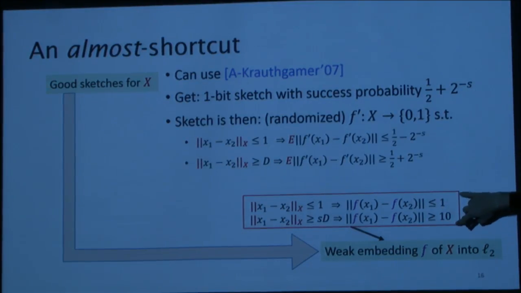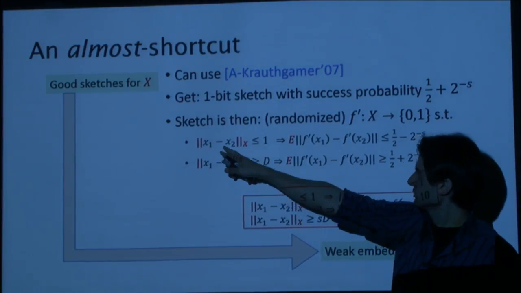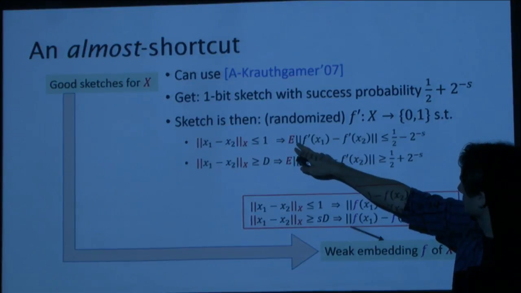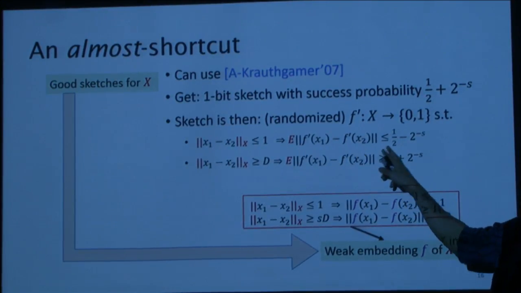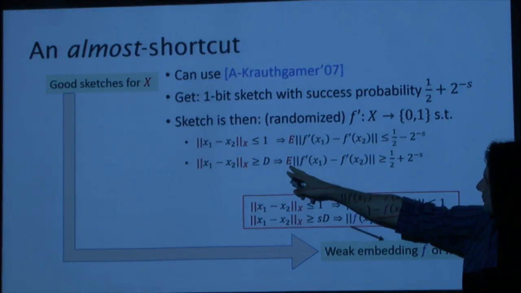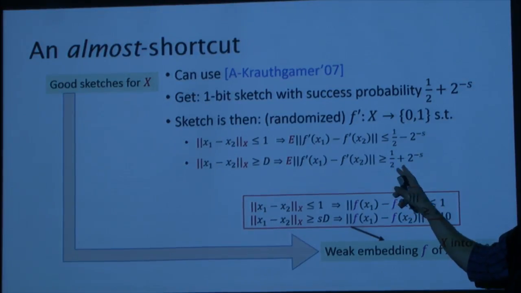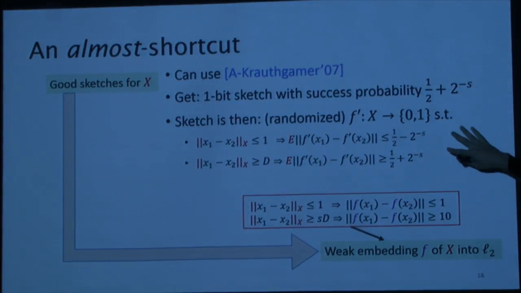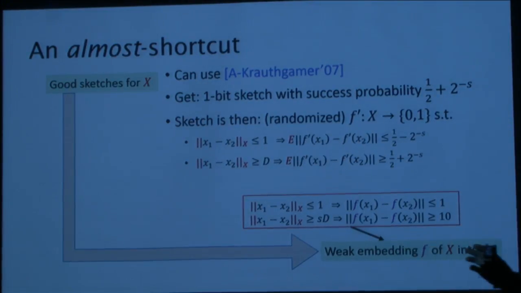And we can just use this directly to obtain this kind of embedding. In particular, the sketch is a randomized function. So in the sketching terminology, it's a randomized function F prime that depends on public randomness and maps the norm into 0, 1, such that if the distance of x1 and x2 is small, then the expected L1 or L2 distance between these is small, less than half minus 2 to the minus s. And if this distance is large, then the expected distance is at least half plus 2 to the minus s. This is pretty much just rewriting what the sketching means. Think about this as the protocol that Charlie is running. So the expectation just counts the probability of success of Charlie.